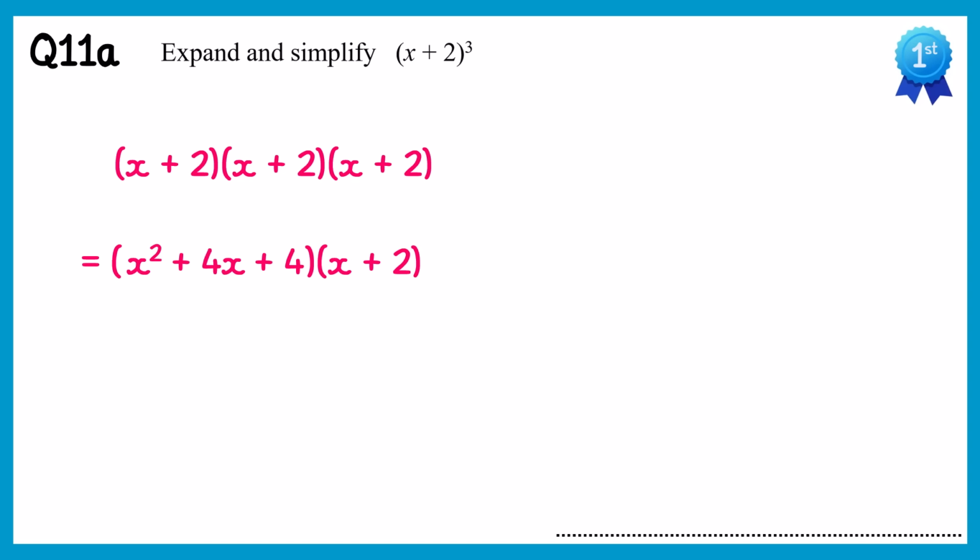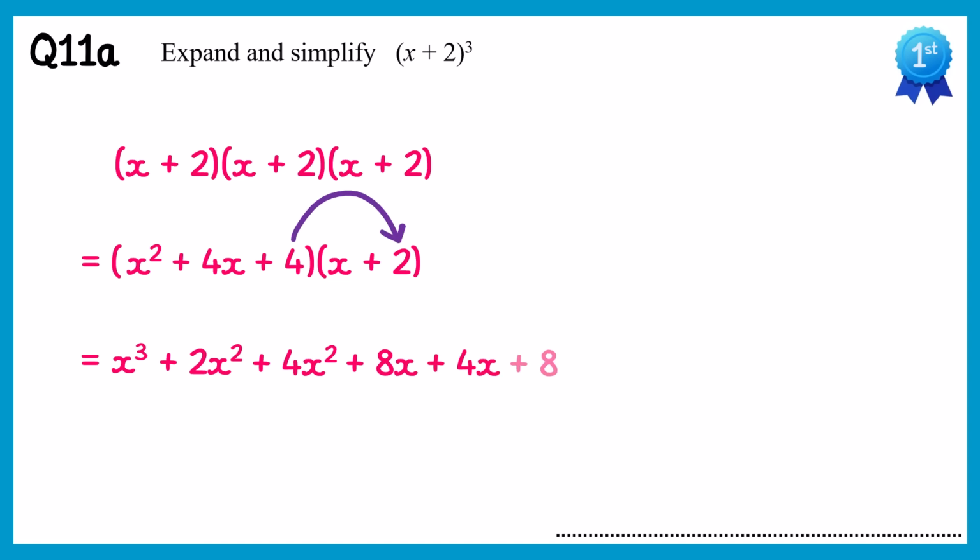Now we need to multiply this by x plus 2. We'll start by multiplying x squared by x, which is x cubed, then x squared by 2, which is plus 2x squared. Now we move along to the 4x, so 4x times x, which is 4x squared, then 4x times 2, which is 8x, and then we move along to the 4, so 4 times x, which is 4x, and then 4 times 2, which is 8.